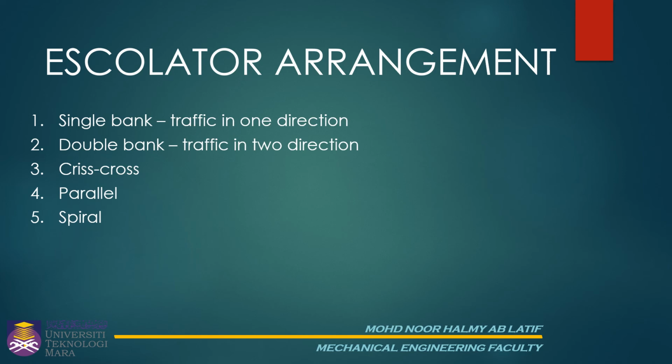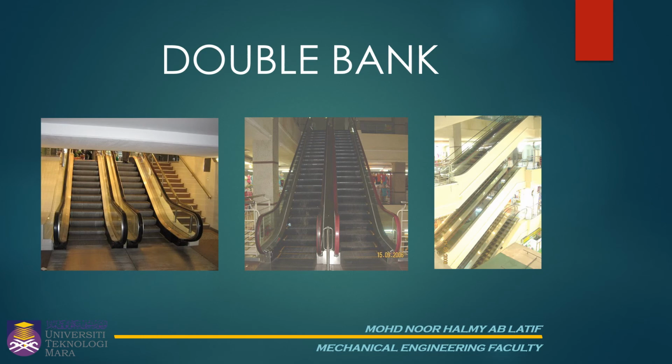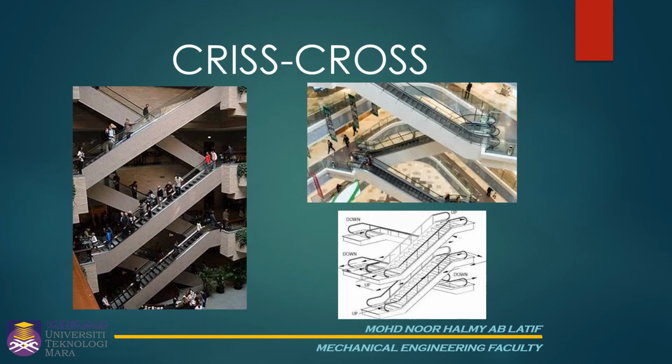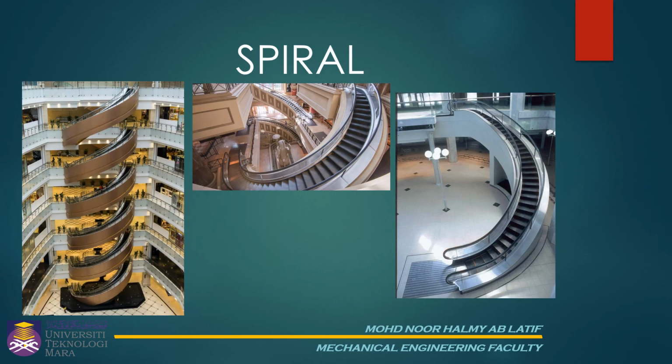This is some of the escalator arrangements, where we have a single bank, which is traffic in one direction, double bank, traffic in 2 directions, crisscross, parallel, and spiral. So this is a picture of a single bank escalator, double bank escalator, crisscross escalator, parallel escalator, spiral escalator.